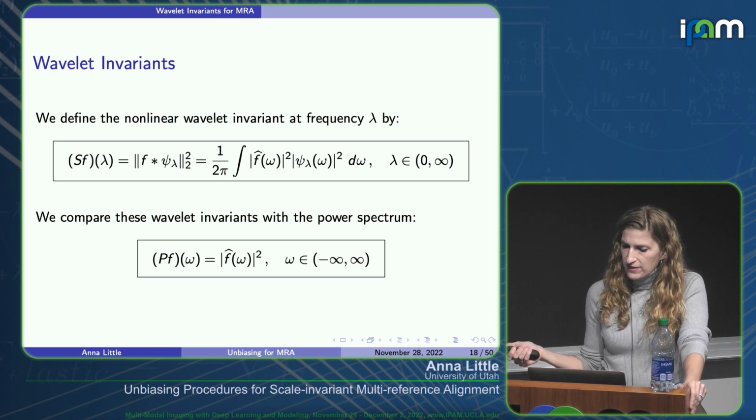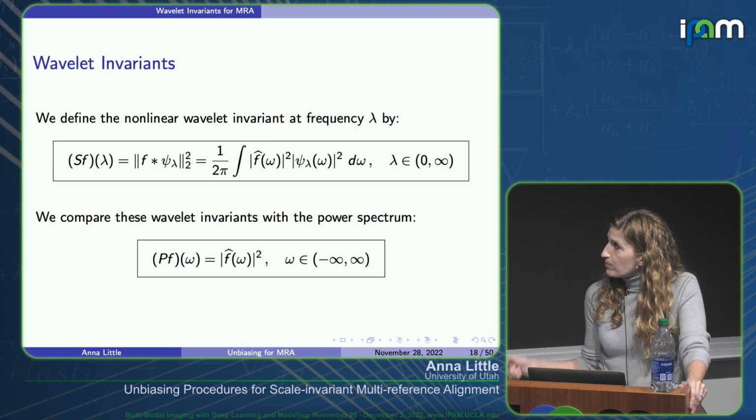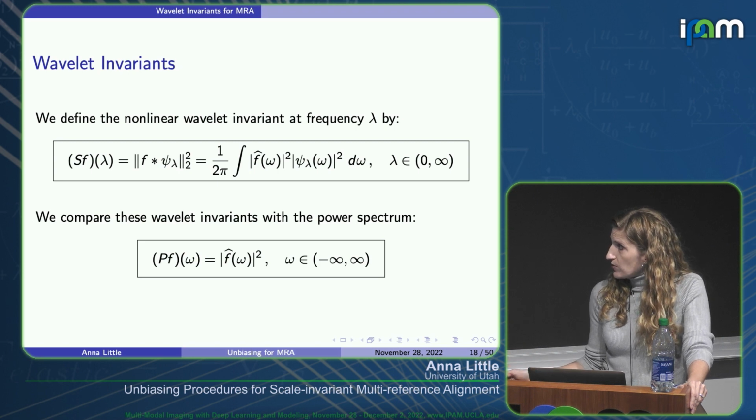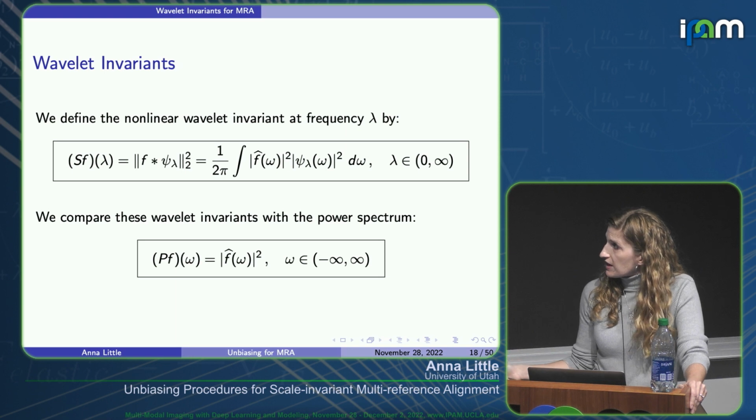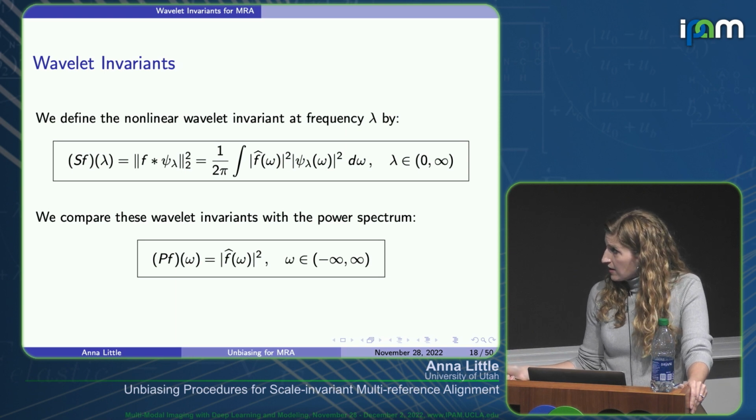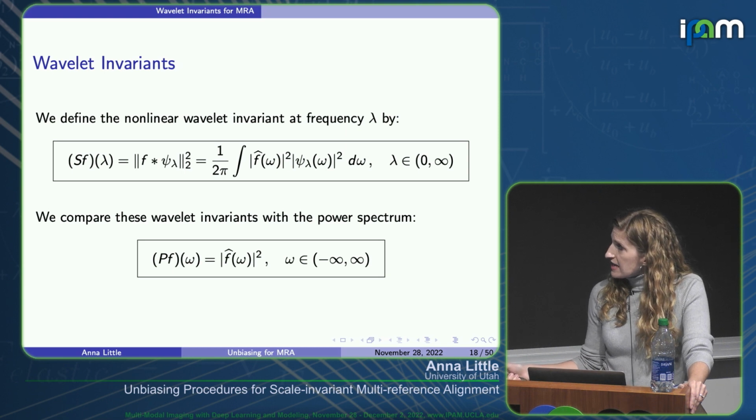Okay. And so then we'll define the following wavelet invariants. The nonlinear wavelet invariant at frequency lambda can be defined as follows. I'll use SF for this wavelet invariant representation of the signal F. At frequency lambda, we'll define this as the 2 norm squared of F convolved with psi lambda. And if you want to think about what this is doing in the Fourier domain, what do we have? Well, we have the power spectrum of F integrated against the power spectrum of psi lambda.